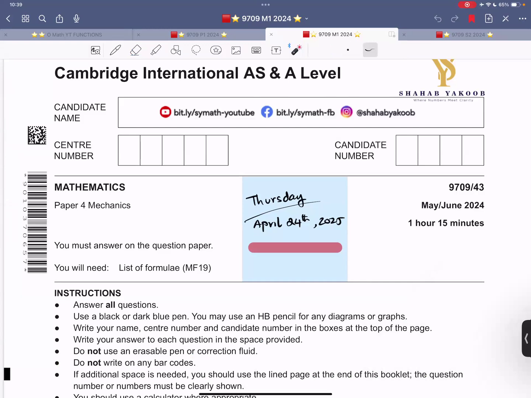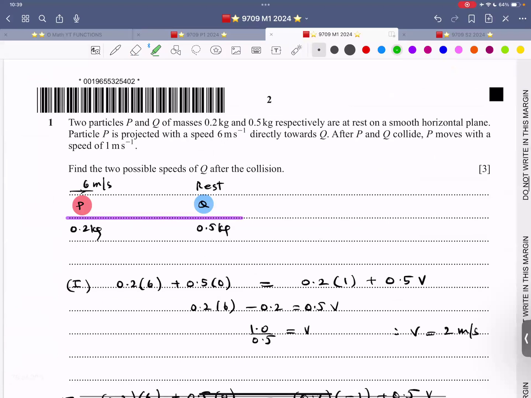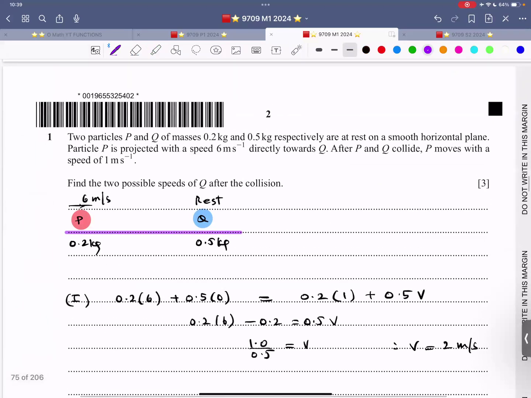Now, in today's video, we are focusing on this M1 paper, paper 4 mechanics, of May-June 2024, variant 43. So let's get started. The time is 10:39. It's a walkthrough solution. That means the paper is already solved, and I'll be going over the solution. It's 9:39 p.m., and let's see how much time it will take. Only the last question, last part, I'll solve fresh.